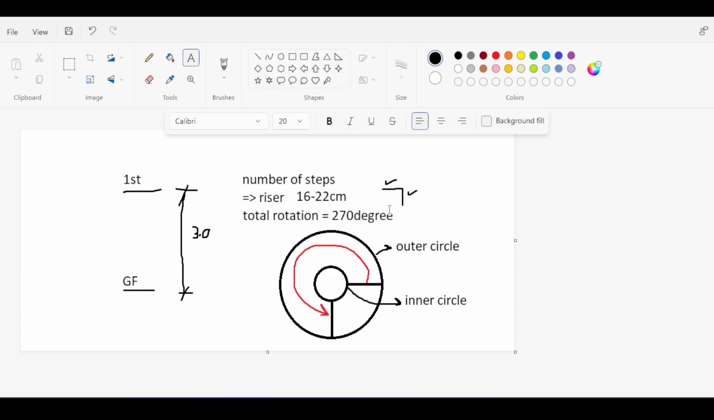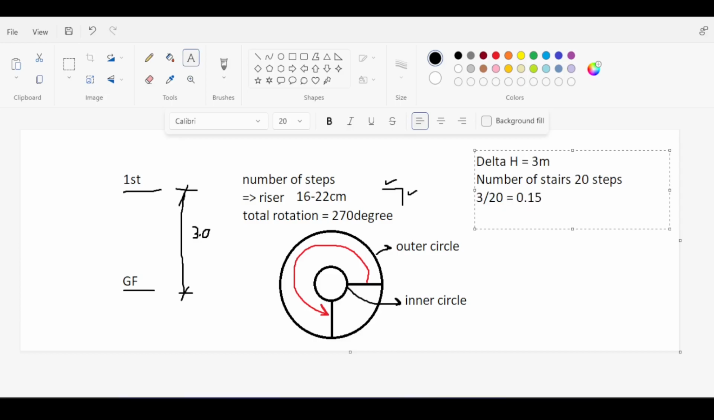How do you calculate the tread? This is where things get tricky in a circular staircase. Because if you say that I want 270 degrees, let me give you a design example here. Let's say that we have a staircase where delta H is 3 meters, and you want to use, I don't know, 20 steps. This means that your riser is 3 divided by 20, which is actually something around 0.15 meters. So a riser is okay in my opinion.